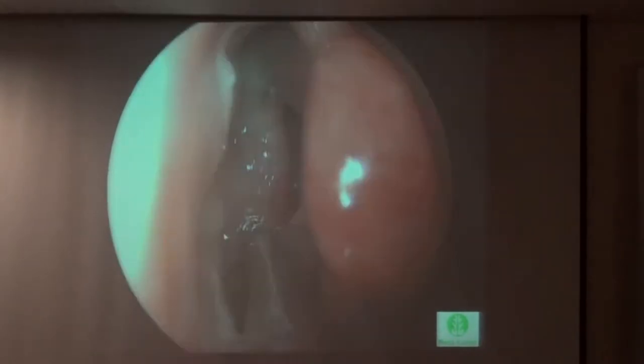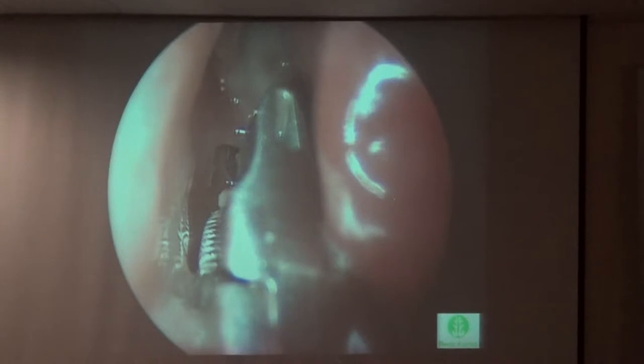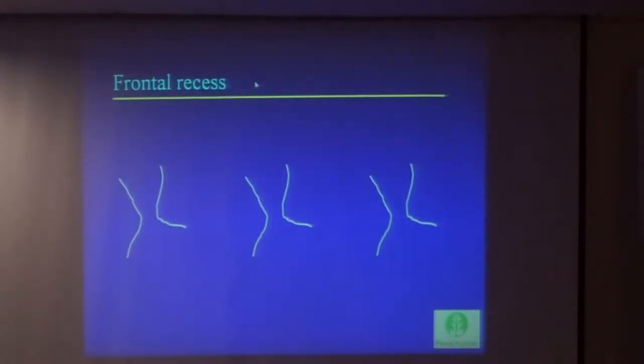And then, whenever we want to visit the bulla, be careful: inferior and medial, never ever superior to the skull base, never ever lateral to the orbit, and we can remove the bulla. Mind you, the frontal recess, Dr. Said stressed on the frontal recess.